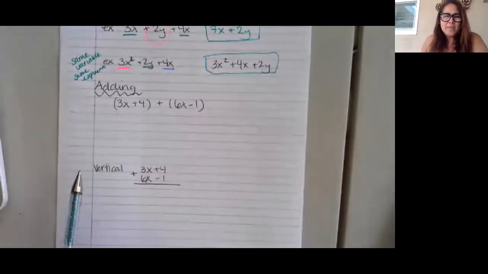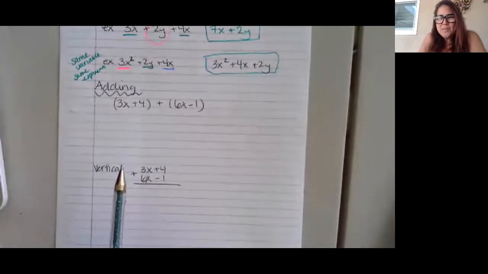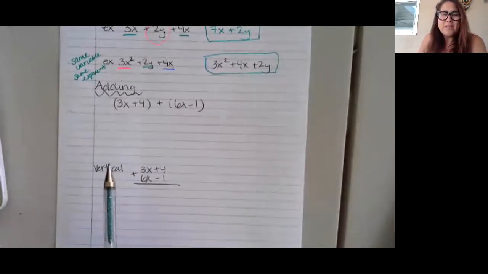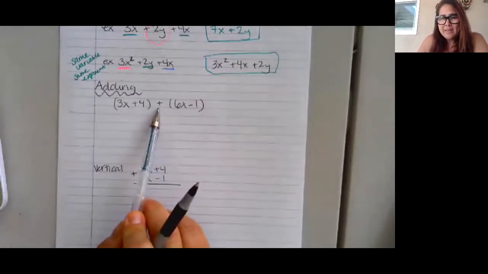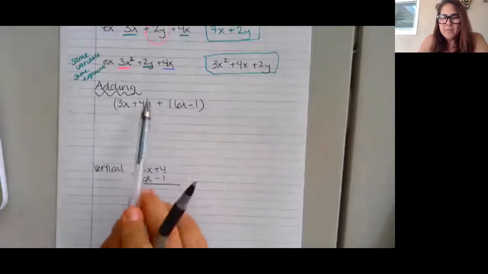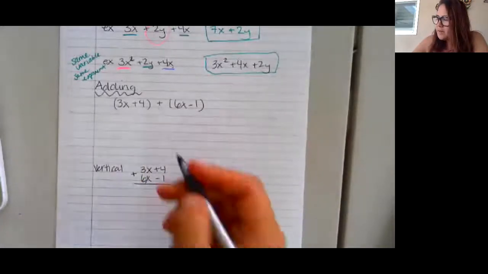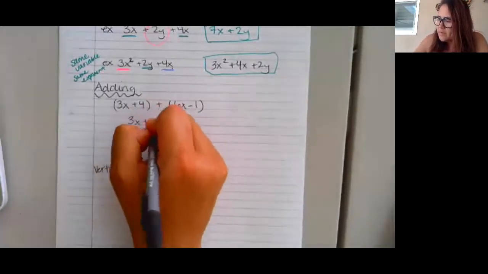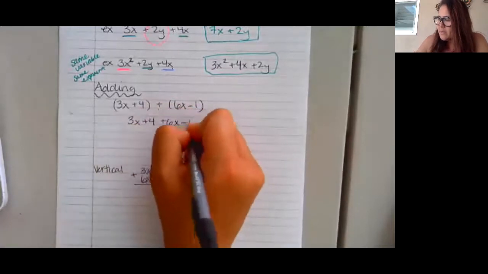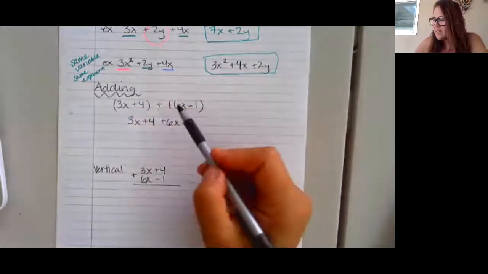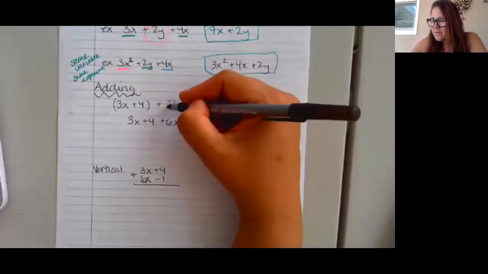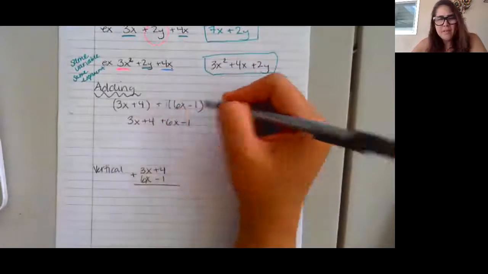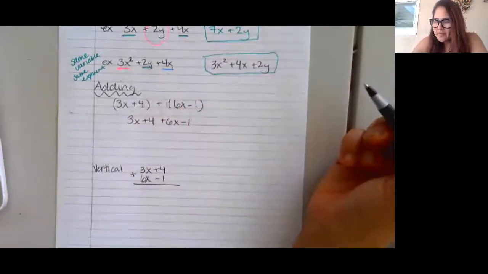I'm going to show you guys a couple ways to go about this, and it just depends on what you're comfortable with and what's easier for you. So when I see something like this and I'm adding, I know these parentheses can just go away. So I'm just going to rewrite this as 3x plus 4 plus 6x minus 1. Nothing changes. There's nothing here for me to distribute. I mean, technically it's just like a positive 1 right there, but it's still the same, okay?